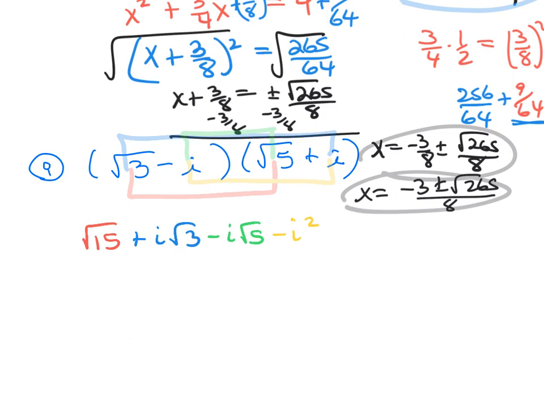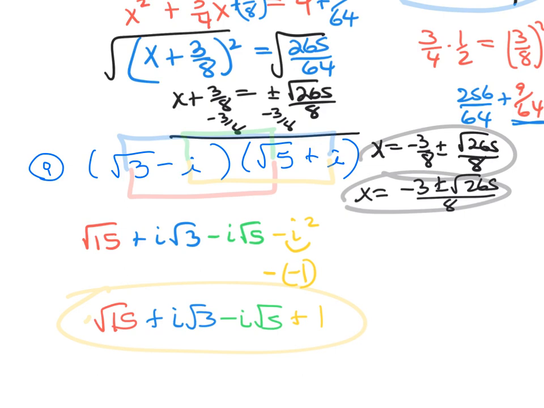The only thing I can simplify here is the i squared. That becomes a negative 1. So I have negative negative here. No other radicals can be added, so I'm just going to leave my answer here as square root of 15 plus i square root 3 minus i square root 5 plus 1. And I'm done.